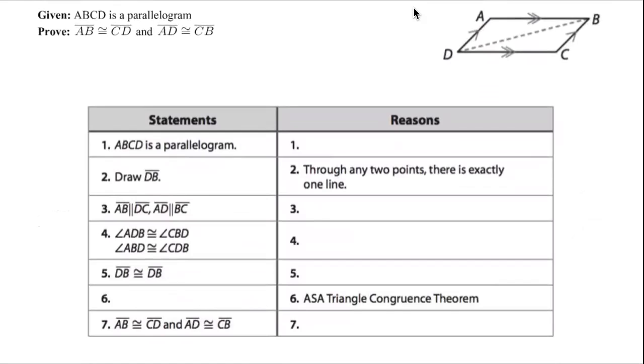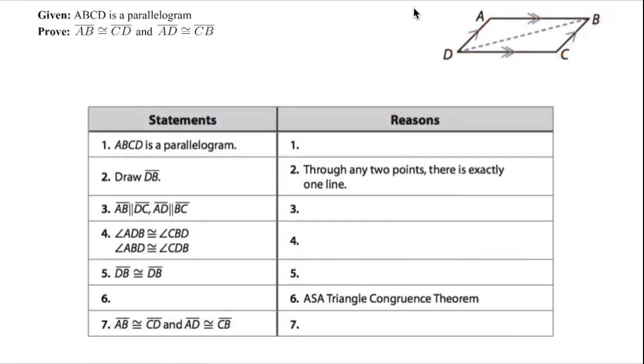Here's the guided proof that we have. We first start with, as usual, the given information, and this is what we're trying to prove. We know that ABCD, the given figure, is a parallelogram, so we know that both pairs of opposite sides are parallel. That's the given information here. Then we're supposed to prove that AB and CD are congruent, and AD and CB are congruent.